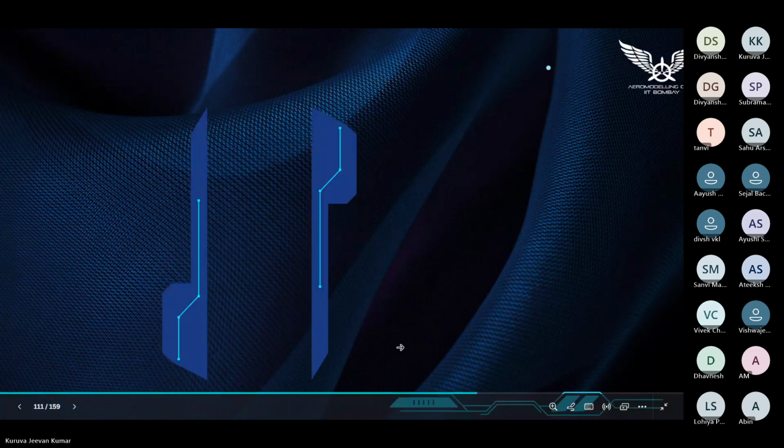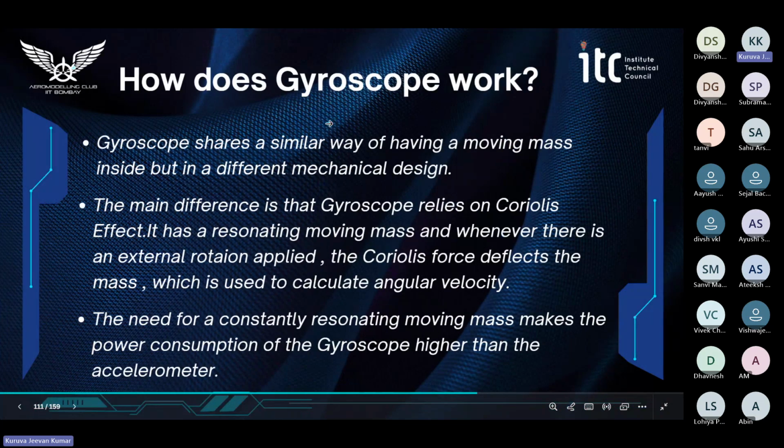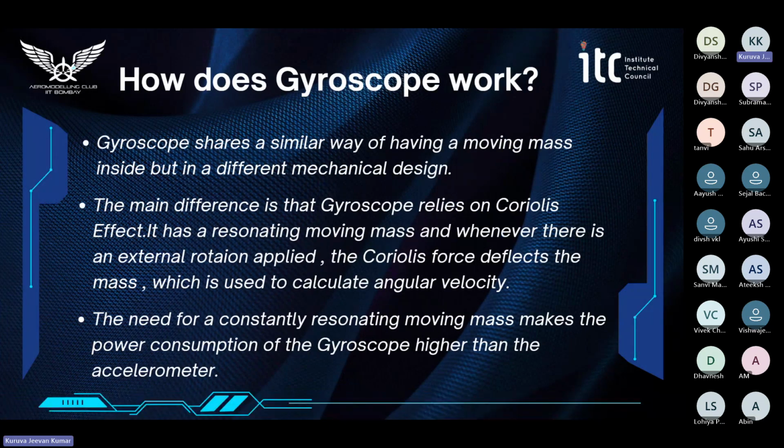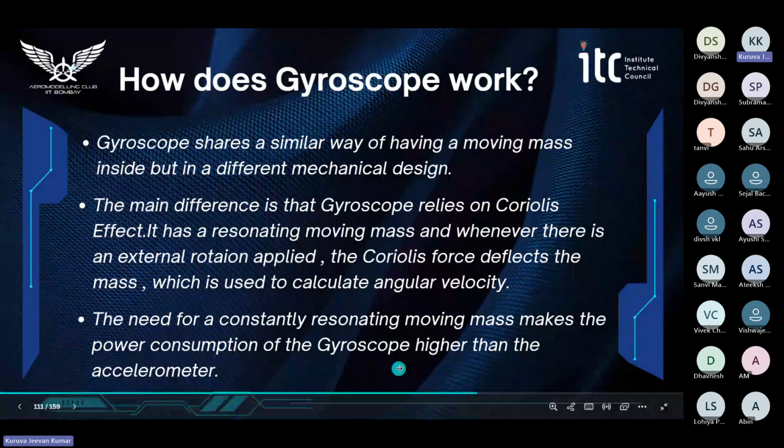So let's understand how a gyroscope works. Both gyroscope and accelerometer have a moving mass, but in a gyroscope there is a different mechanical design. The gyroscope mainly uses the Coriolis force or Coriolis effect to find the angular velocity. It has a resonating moving mass, and whenever there is an external rotation applied, the Coriolis force deflects the mass, which is used to calculate angular velocity. Since we need a constantly resonating moving mass, the gyroscope consumes higher power than the accelerometer.